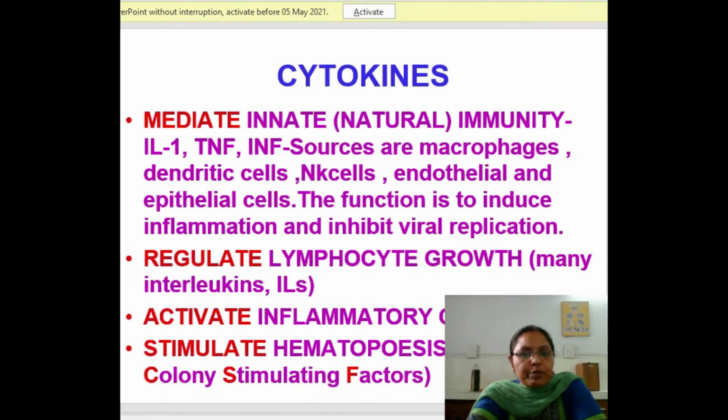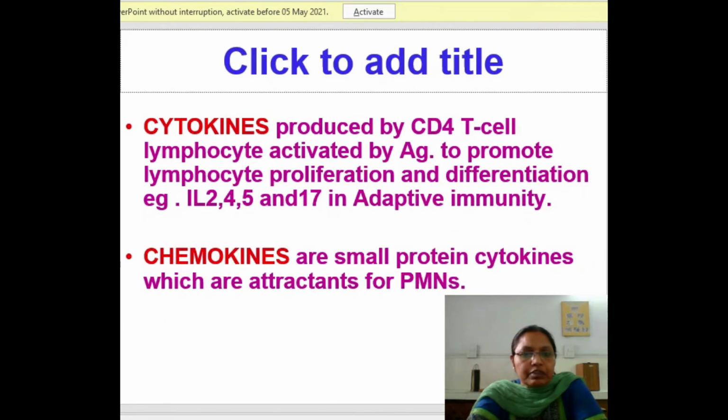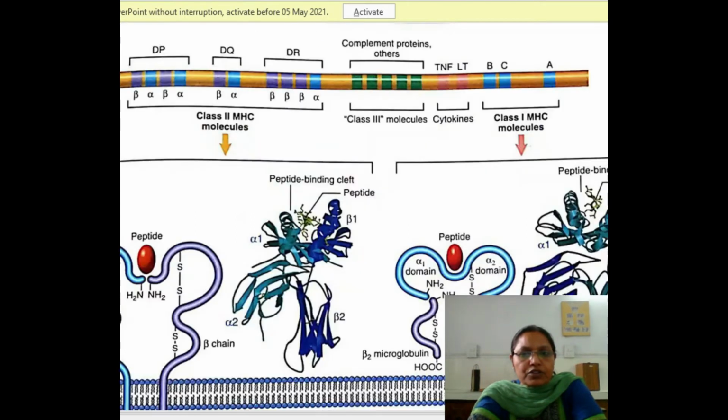After this, there are different types of cytokines. After the different types of cells, there are different types of cytokines which take part in the immunological reaction, and they are known as cytokines and chemokines. This is the structure of the MHC.